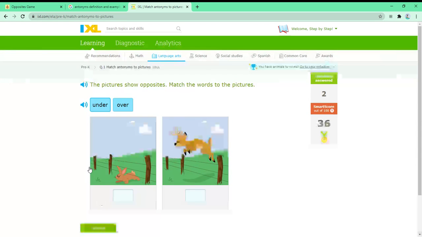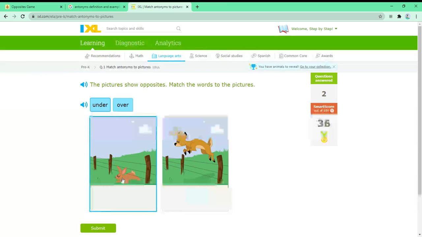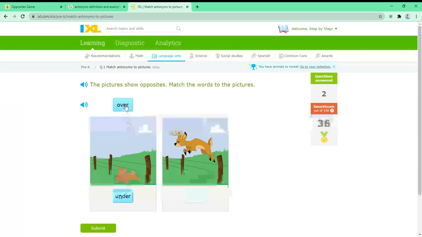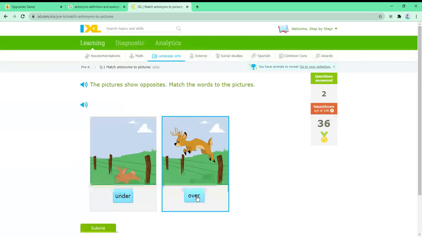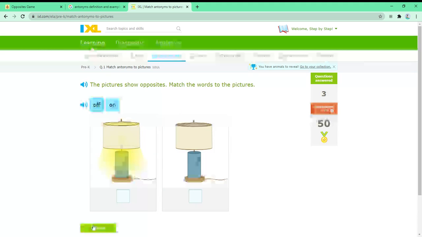Okay, these pictures show opposites. Match the words to the picture. Let's hear them. Under, over. Okay, so we know that the bunny is the first one. The bunny is under the fence. And the deer is over the fence because he's jumping over it. Okay, we got it correct.